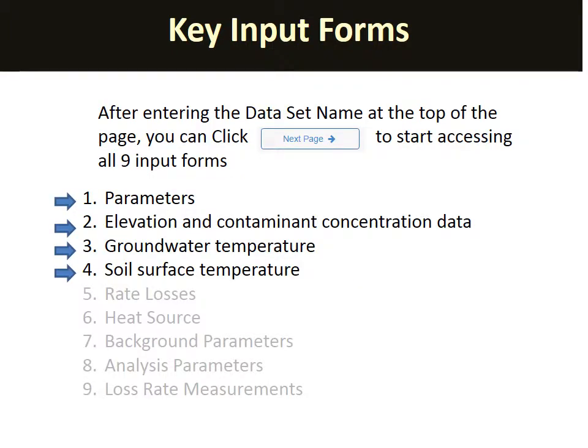BioTherm includes 9 input forms. We mostly will focus on the first 3 input forms, where you will enter the site-specific parameters, including elevation, groundwater elevation and contaminant concentration data, groundwater temperature, soil surface temperature. I call all of these key input forms. There's a next page button to flip through different input forms.